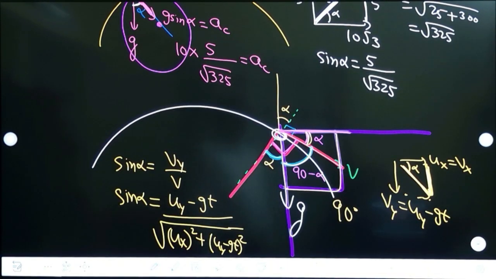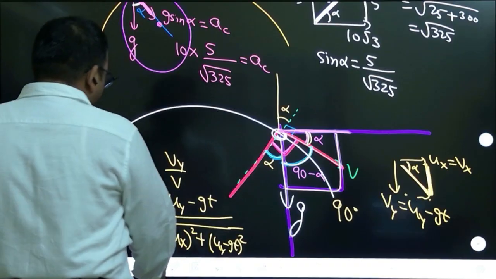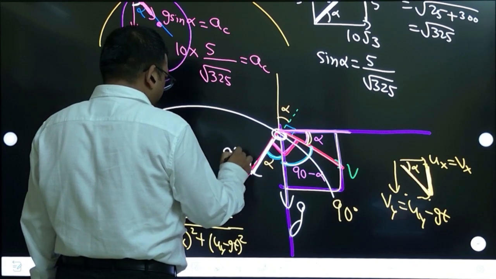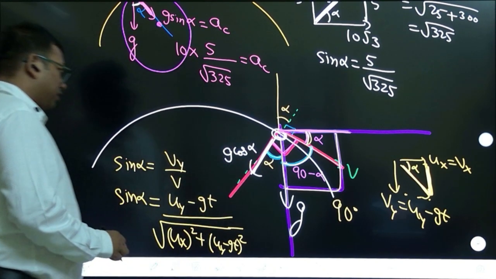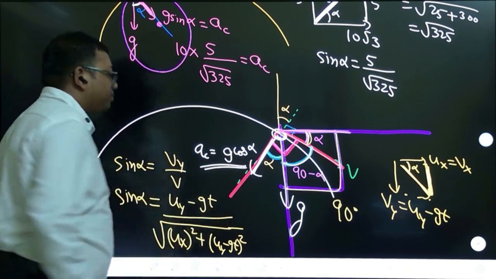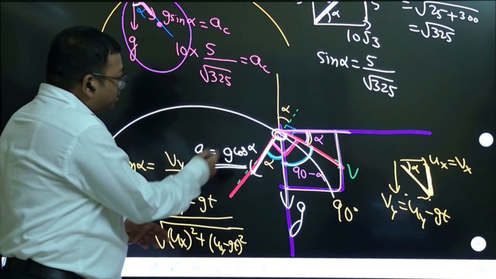Once you calculate sin alpha, you can calculate the component of g in this direction. That will be g cos alpha. That is the centripetal acceleration, right? Clear? Sorry, yeah, g cos alpha.